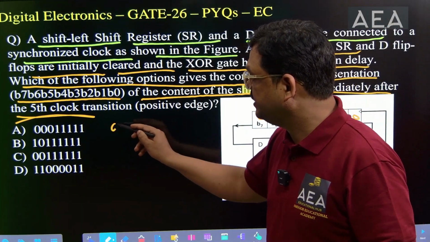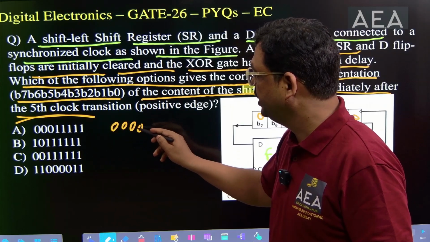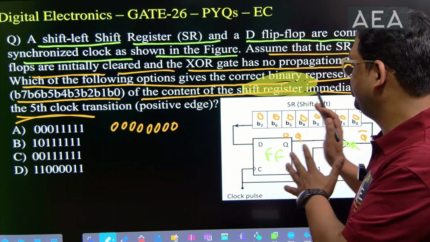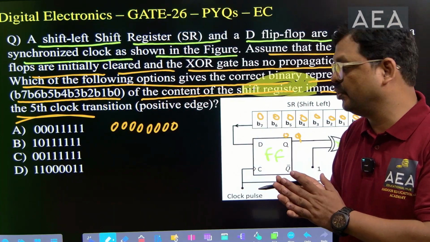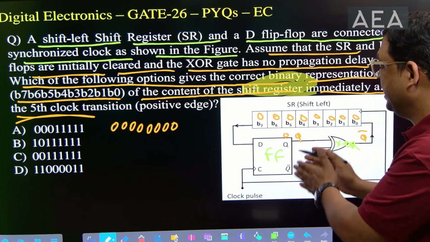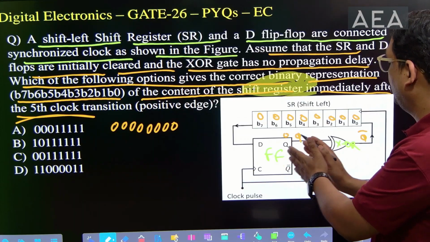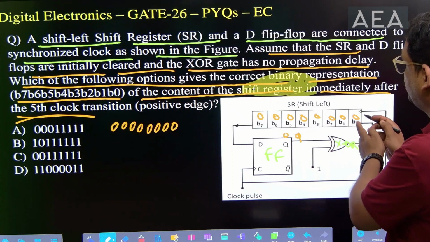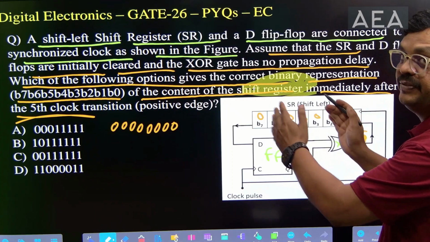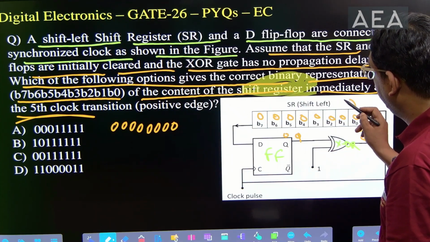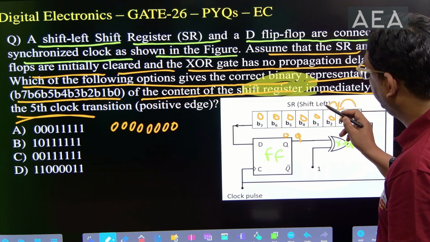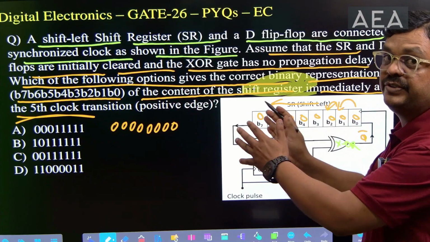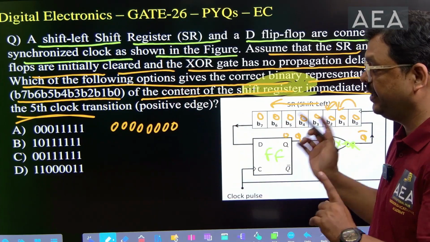Initially, the status of the register is 0, so all bit positions are 0. So initially it starts from 0 only. And whenever the clock pulses are applied, this flip-flop output is connected to the XOR gate, with no delay. Then the XOR gate output is stored into B0, and it performs a shift left operation. That means B0 data stores into B1, B1 data stores into B2, and so on. Finally, which operation does it perform? Shift left operation for every clock pulse.